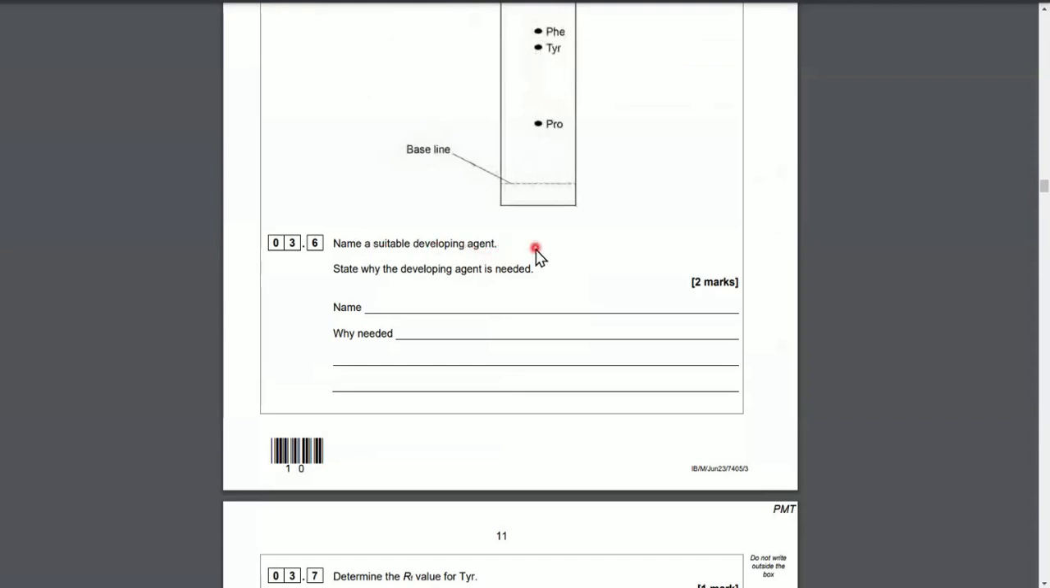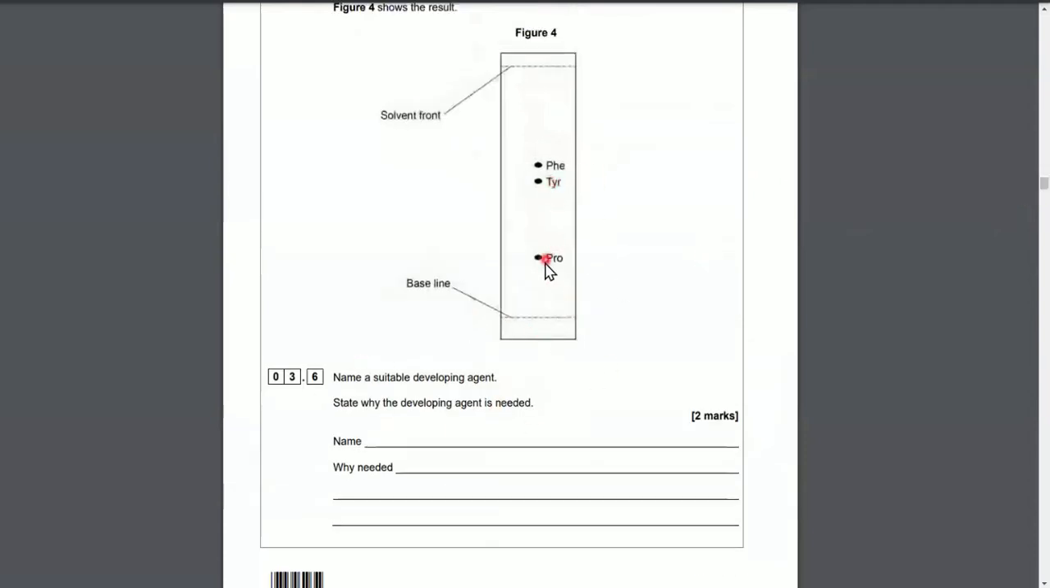Name a suitable developing agent. State why the developing agent is needed. Right. So at the end of this, once these different parts of the mixture, these different amino acids have separated out, we're going to want to calculate their RF value. And of course, in order to do that, we need to be able to see them. And one of the problems is amino acids are colorless.